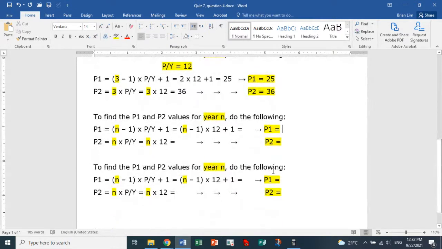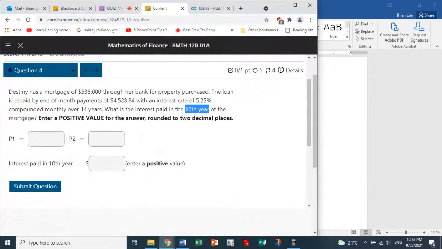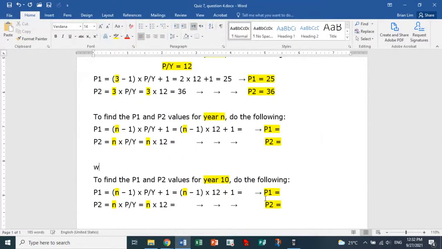Okay, now for ours, the year was year number 10. So this is the 10. Okay, this is the question we're doing. So you want to find, let's go back in here, what is the interest paid in the 10th year? Okay, so let's put it down here.